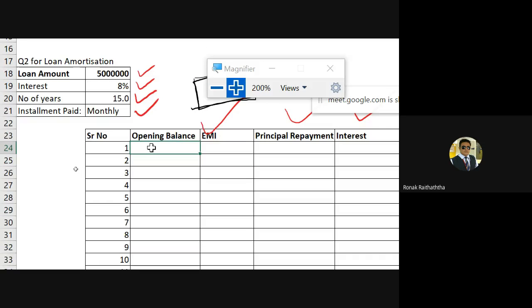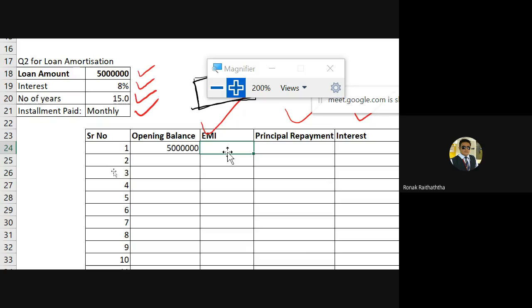Okay, may I have the opening balance of the loan in the period number 1? Who will tell? Sir, it's 50 lakh. Yes. So equal to, I can select the cell which is 50 lakhs, right?